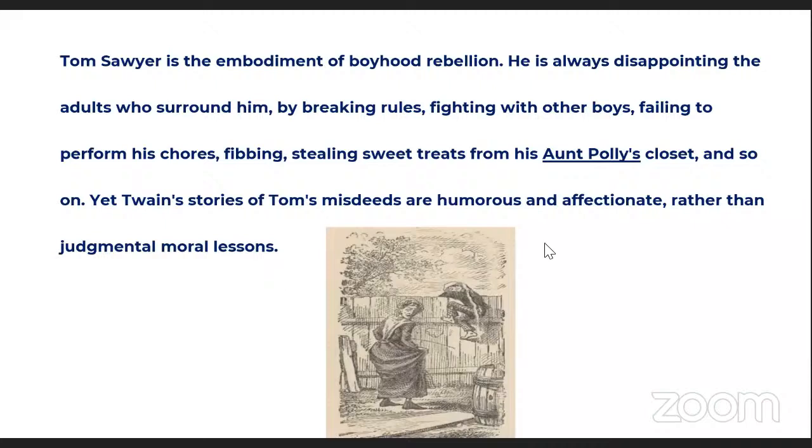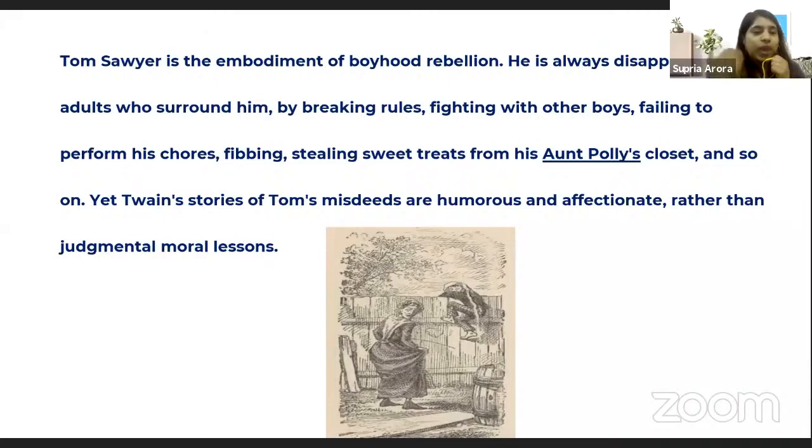Okay, let me read it. All of you, listen to it very carefully. Then I'll ask you questions. Tom Sawyer is the embodiment of boyhood rebellion. He is always disappointing the adults who surround him by breaking rules, fighting with other boys, failing to perform his chores, fibbing, stealing sweet treats from his Aunt Polly's closet, and so on. Yet Twain's story of Tom's misdeeds are humorous and affectionate rather than judgmental moral lessons. So it is very much clear that this novel is humorous, right?